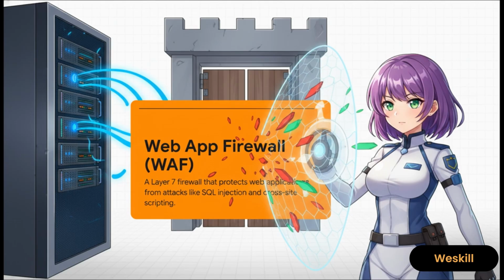So what about protecting against those application layer attacks, like SQL injection? Well, servers use a special kind of bodyguard called a Web Application Firewall, or WAF. Think of it as a highly trained security guard for the website itself. It inspects every single incoming request at layer 7 and is smart enough to spot and block malicious code before it can ever do any damage.